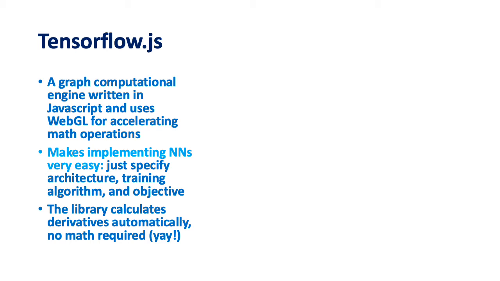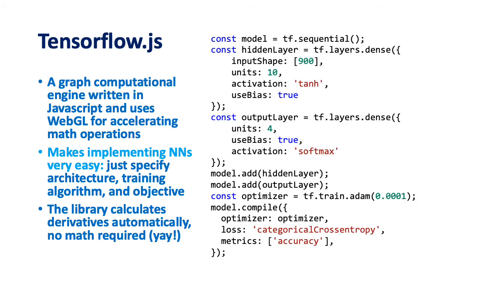So now to implement this model, there is something called TensorFlow.js. TensorFlow is a graph computational engine written in JavaScript, and it uses WebGL for accelerating math operations. It makes implementing neural networks really easy, as we will shortly see, and it calculates derivatives automatically without any math required. So here is the model that I just described in the previous slide.